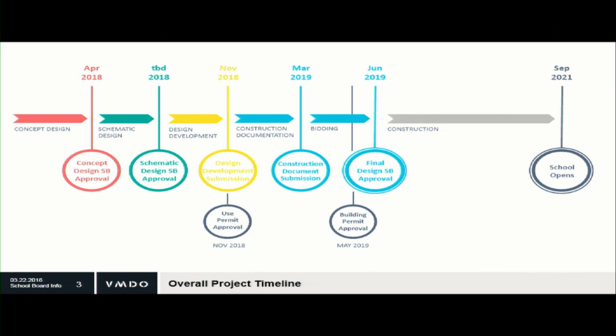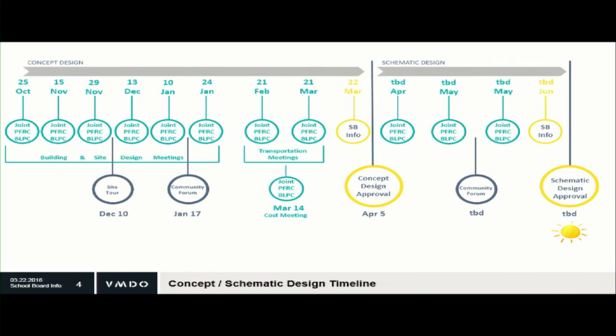And really, this is the first time that you're seeing the concept design. You'll see it again at schematic, and then just like we did for Stratford this evening, you'll see it for final approval and construction contract award.